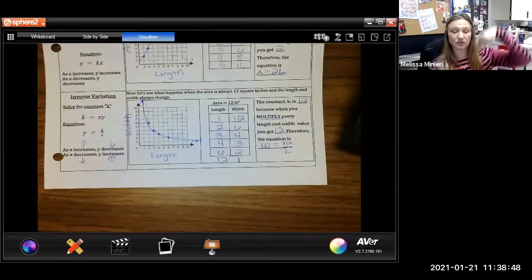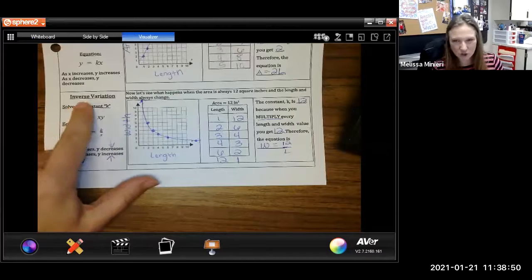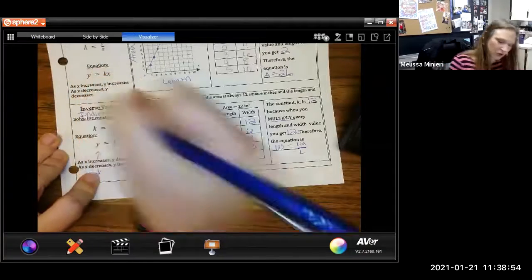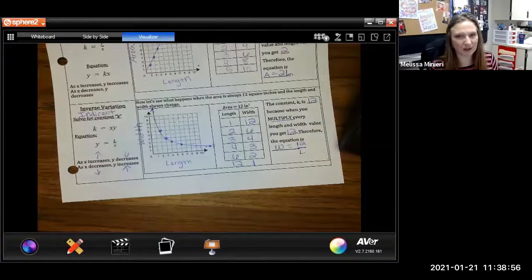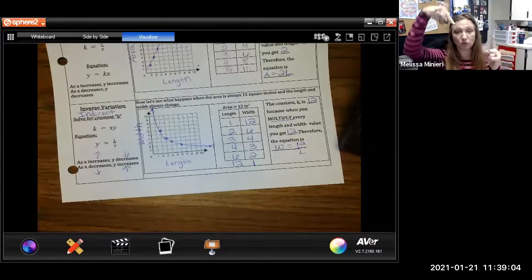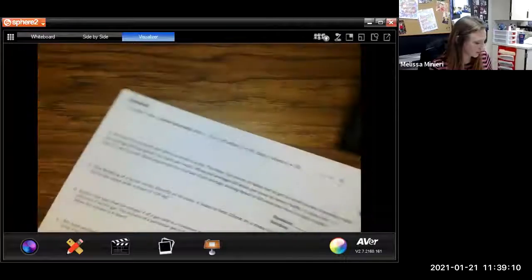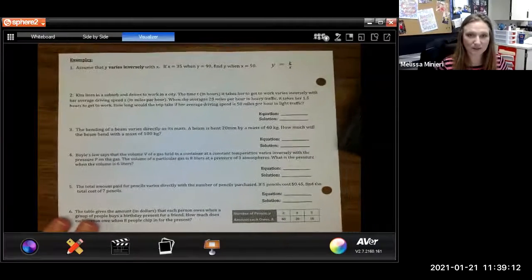By the way, inverse and indirect, you can use those words interchangeably. I've seen them both used in textbooks, and I don't know why, but they're very similar words, but they mean the same thing, indirect and inverse. So the variables always move in opposite directions from one another. Okay, so now that we have the foundation, let's practice some scenarios.